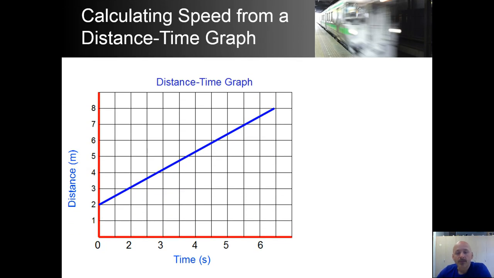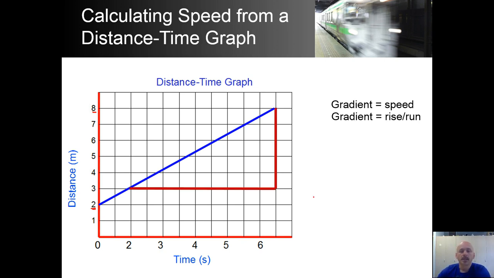Here we have a distance time graph. We've got a constant speed because we've got a straight line, and it is moving. So this object starts out at a distance of 2 meters and goes all the way up to 8, and it's taken 6.5 seconds. Gradient equals speed, you've got to remember that. And gradient equals rise over run.